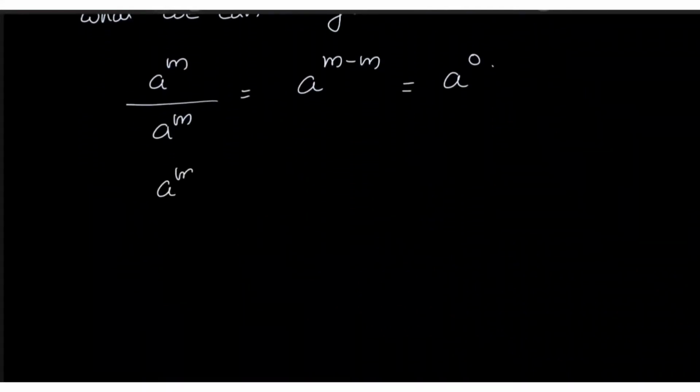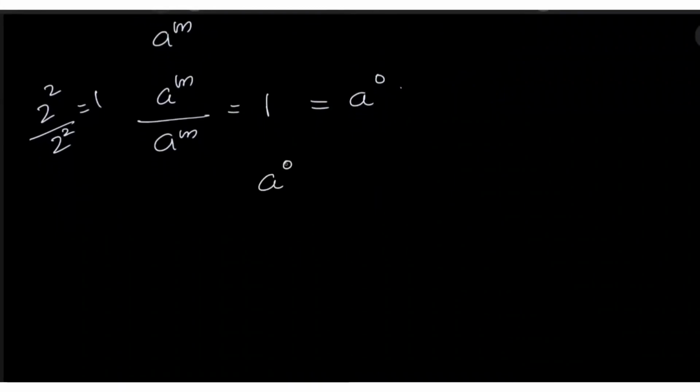Here a raised to m divided by a raised to m is nothing but 1 itself. Any number, 2 by 2 or 2 square by 2 square, anything is equal to 1. So here also, as per the second law, a raised to m by a raised to m is equal to 1 itself. It is equal to a raised to 0. From this it is proved that a raised to 0 is equal to 1. So by applying the second law, we can prove that a raised to 0 is equal to 1.